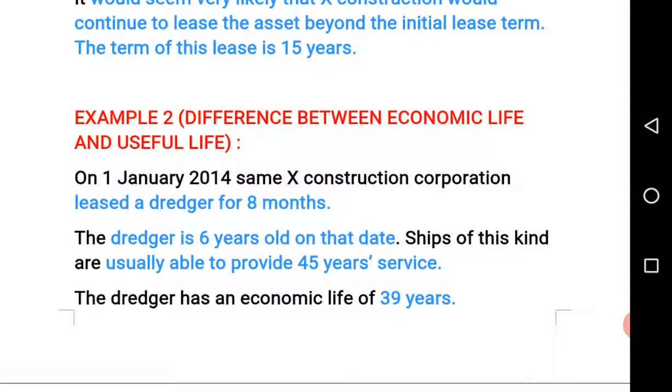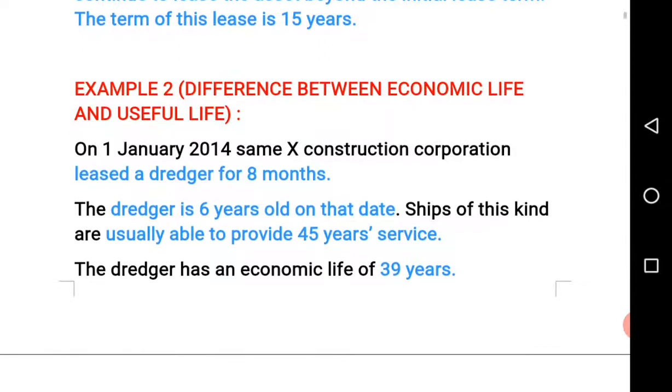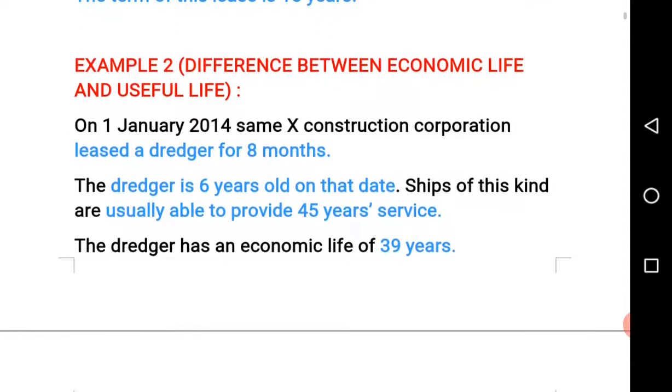Now, 6 years has been spent out of the 45 years. So, in total, it has 39 years. That's 45 minus 6, 39 years left as economic life. So, the dredger has an economic life of 39 years, which was also said here. Now, we've gotten the economic life. So, what about the useful life?